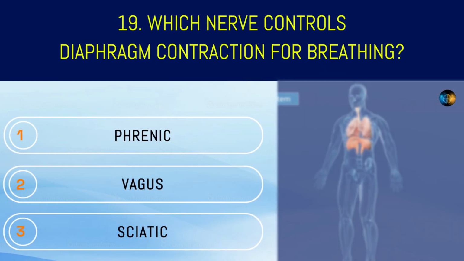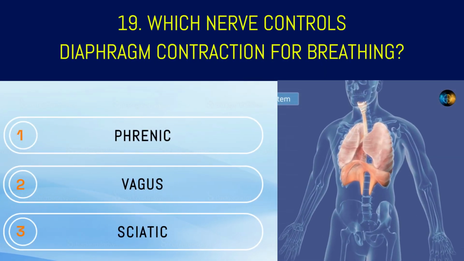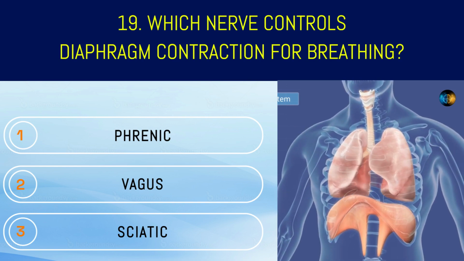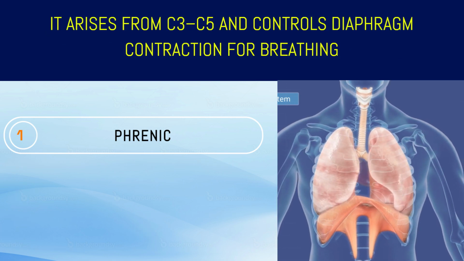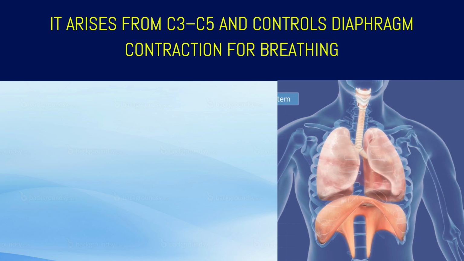Which nerve controls diaphragm contraction for breathing? Phrenic, vagus, or sciatic? Phrenic. It arises from C3 to C5, and controls diaphragm contraction for breathing.